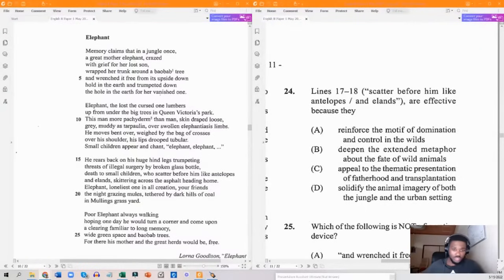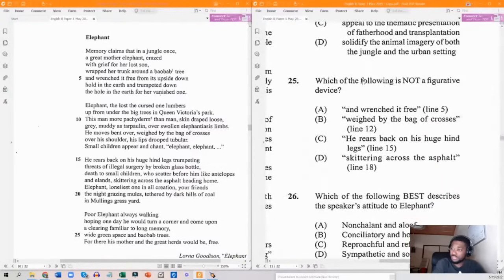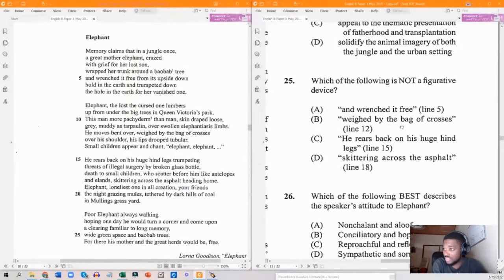All right, I'm seeing C, I'm seeing D. My answer for number 24, D. Solidify the imagery of both the jungle and the urban setting. Yeah, and I'm seeing only D, so maybe no explanation is necessary there. 24's answer was D.